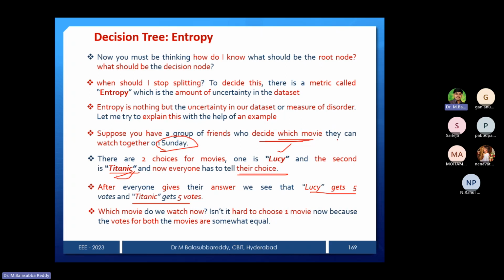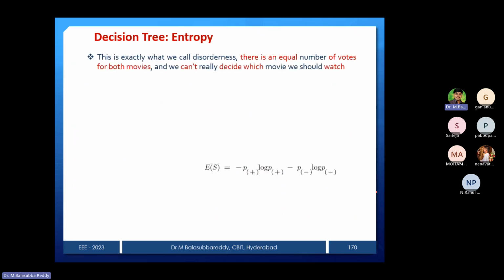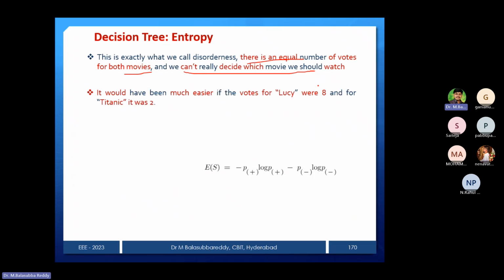Even if I consider this one as 4 and this one as 5, it is more or less equal. We cannot take a decision. If there is an equal number of votes for both movies, then we cannot really decide which movie we should watch. So in that case, what we can do is much easier.